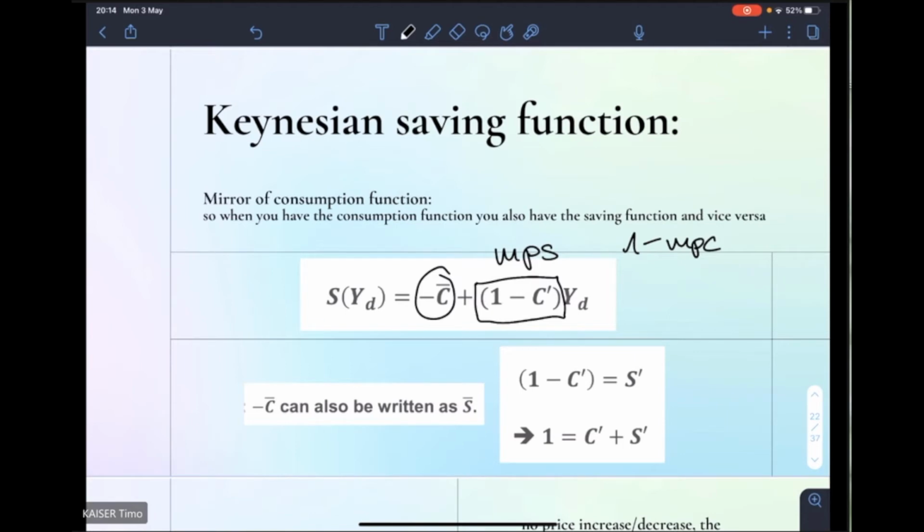So if, for example, MPC is equal to 0.8, then of course MPS, the marginal propensity to save, would be 1 minus 0.8 and therefore 0.2. Hope it's quite clear. That's how it is. It is what it is, and I think we can move on.